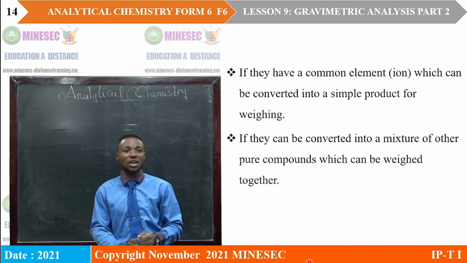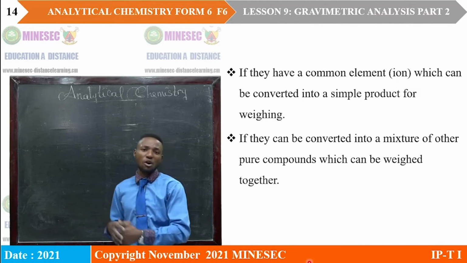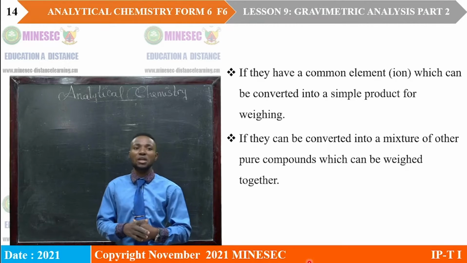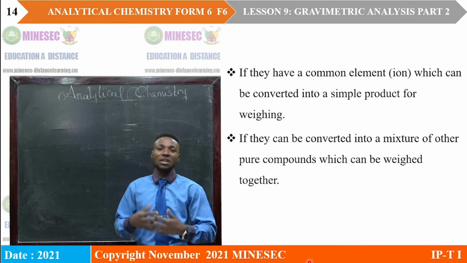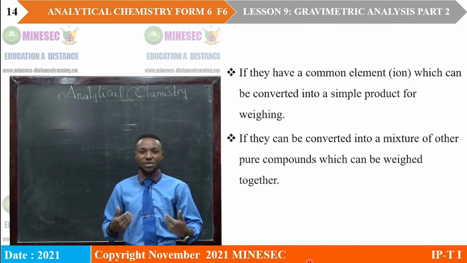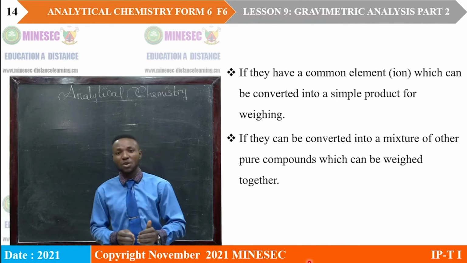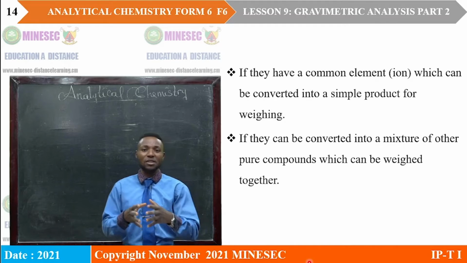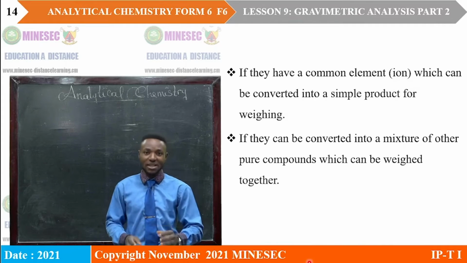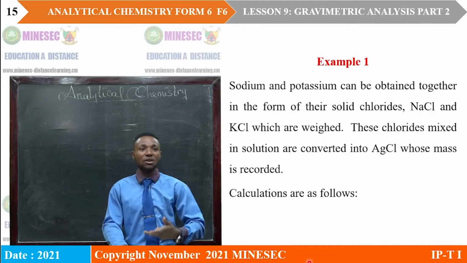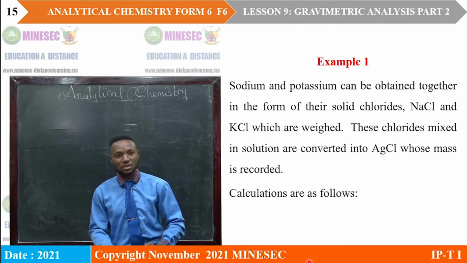And the third condition is if they can be converted into a mixture of other pure compounds, generally as a precipitate, and the compound is now taken for measurement. It means that these two substances can be separated by the indirect method. So these are basically the three conditions to fulfill in order to separate substances that are difficult to separate using direct gravimetric analysis. And this is the reason we have the new method called indirect gravimetric analysis.